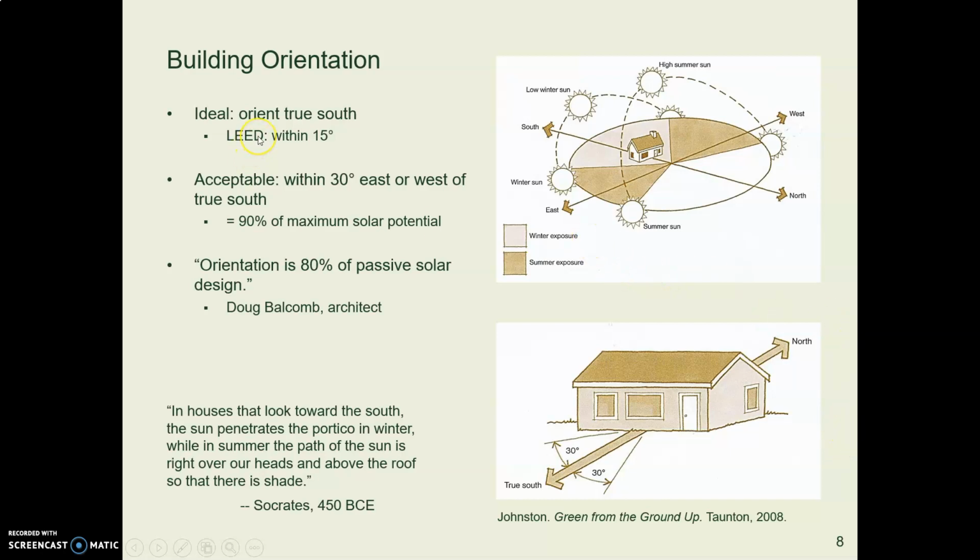So, as we've already seen, USGBC says our windows facing south should be within 15 degrees of true south to be considered passive solar windows. Some designers say that actually if you were within 30 degrees either direction, it would still work. And here's a quote from an architect who likes to write books for people. He says, orientation is 80% of passive solar design. And he is so right.